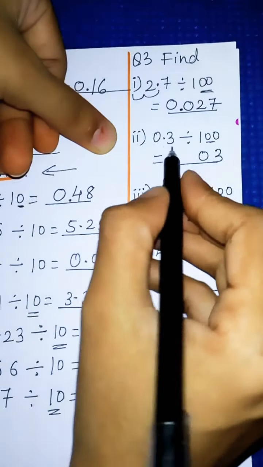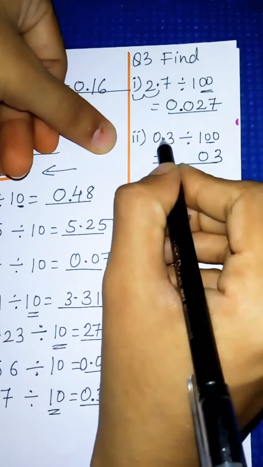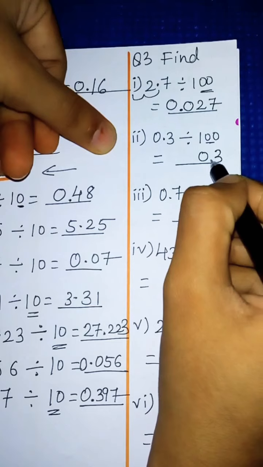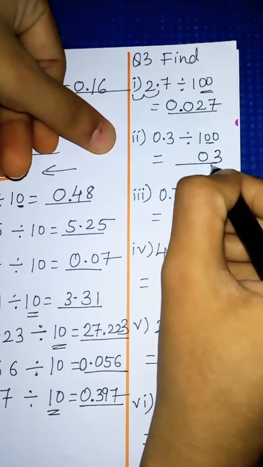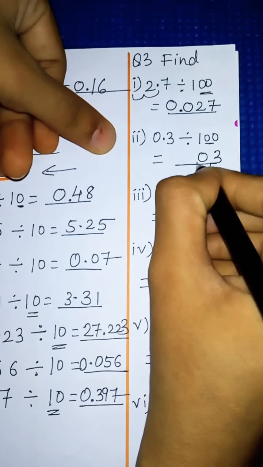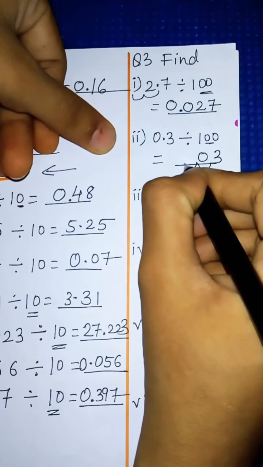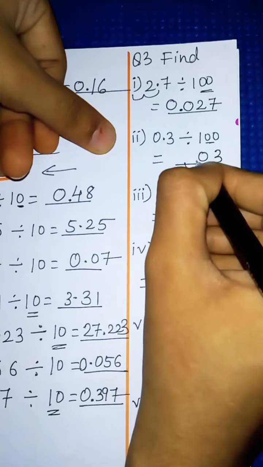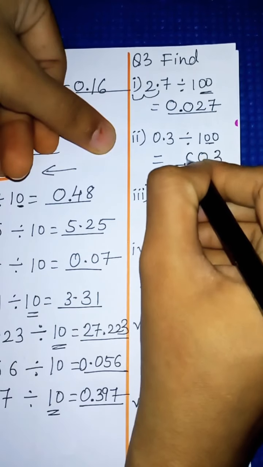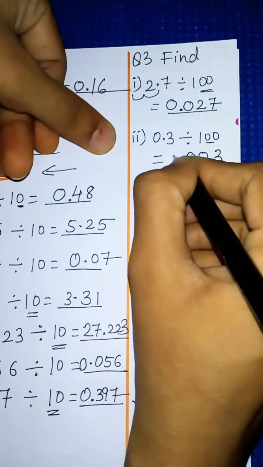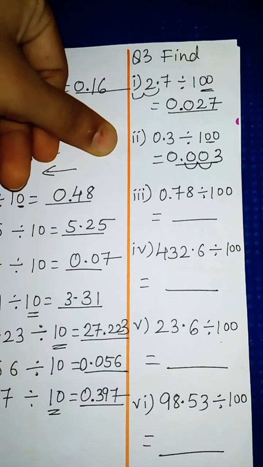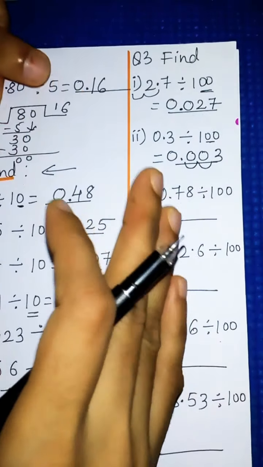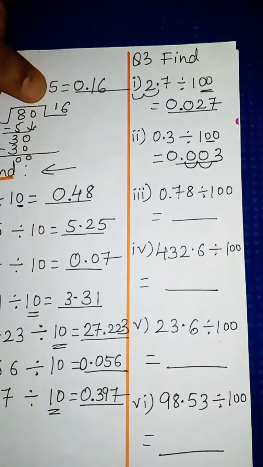So 2 times I will shift. Point kahan par tha? Where it is? Here. Point is here. Okay, here point is there. Now I am shifting it 2 times. So 1 time and second time. Right. So 1 time shift means here, second time shift means here. So we have to take 0 and then point and then 0. So it will be 0.003. So you need to just shift the point to the left side. Left side we will shift.